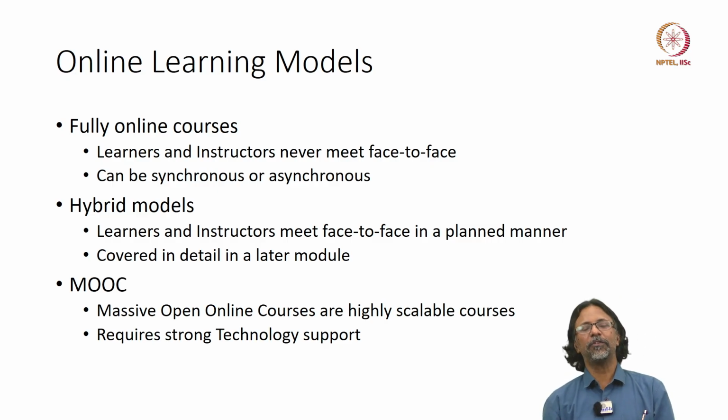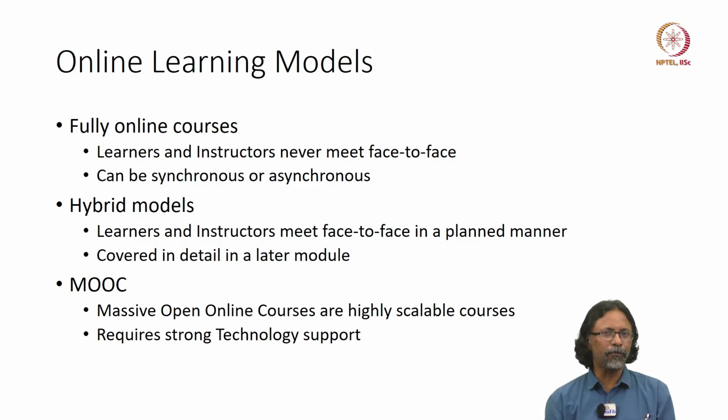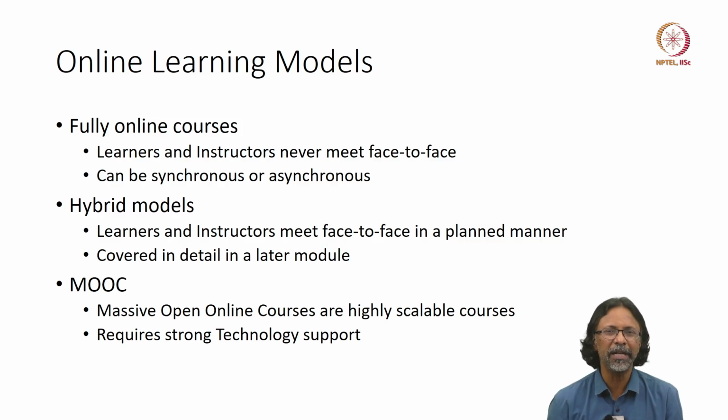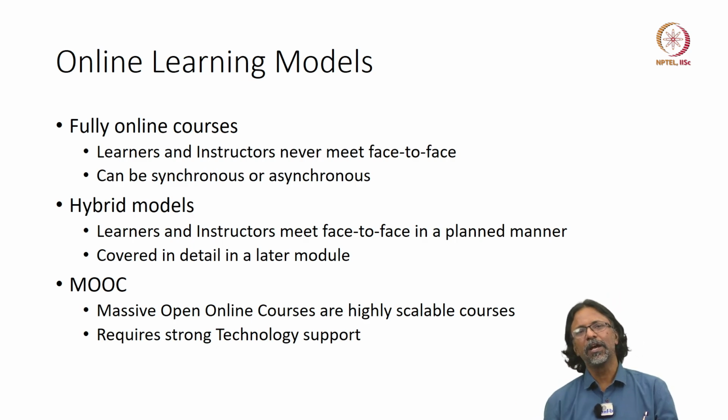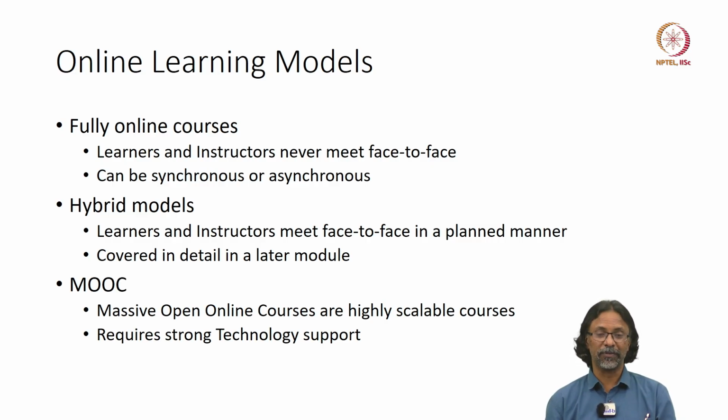The second aspect of massive is the amount of choices that are given, right? In a typical on-campus program, the number of courses can be 10, 15, 20, maybe 50, maybe 100. But when we get into the massive space, we are talking about thousands of courses that are available. That's why it is called massive.